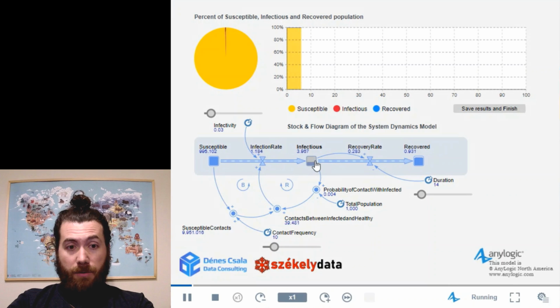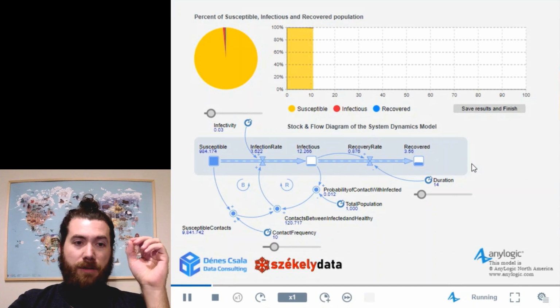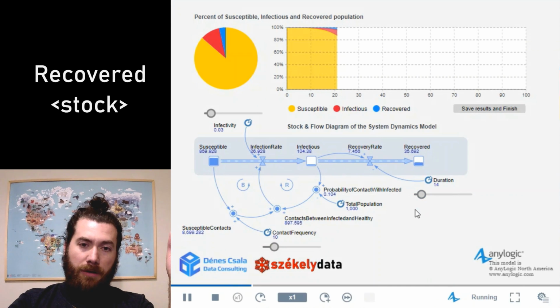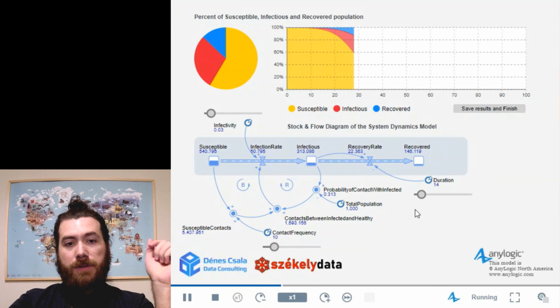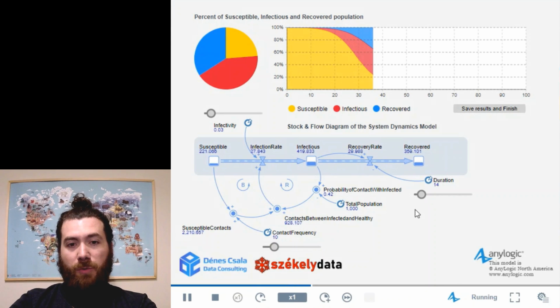So what will happen is that now people will start flowing between 3 stocks. So we have the susceptible stock, then they will flow to the infectious stock, and then from there, slowly, they will flow to the recovered stock. This is also called a delay, because it will take 14 days until somebody who has just entered the infectious state to exit it and enter the recovered state. Or you can also say that every time unit, 1/14 of the infectious stock will be transitioning into the recovered stock.